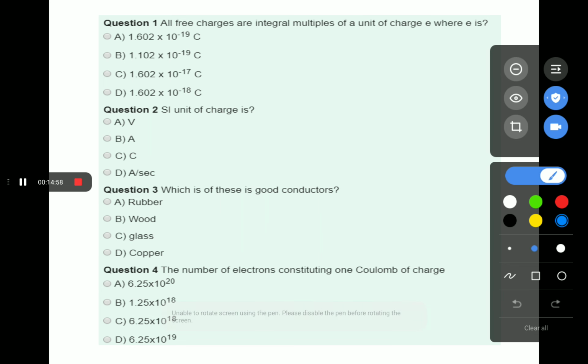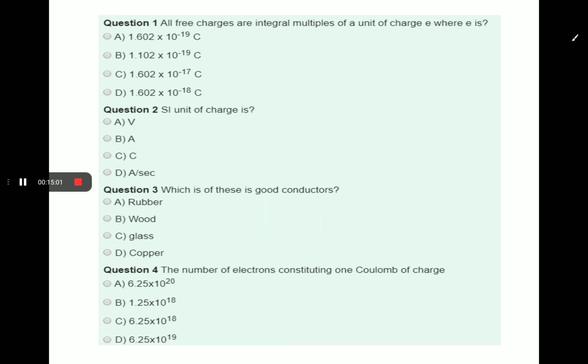Now students, in the next slide there are some multiple choice questions. All charges are integral multiples of a unit of charge e. What is the value of e? That is 1.6 × 10^-19 coulomb. Simple. The SI unit of charge is coulomb. And which is a good conductor? Copper is a good conductor. And the last one, the number of electrons constituting 1 coulomb of charge. In solved example 1, this question and that question are the same. So you have to try and solve all these questions by yourself. Thank you.